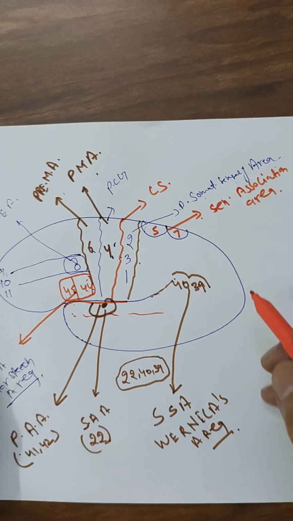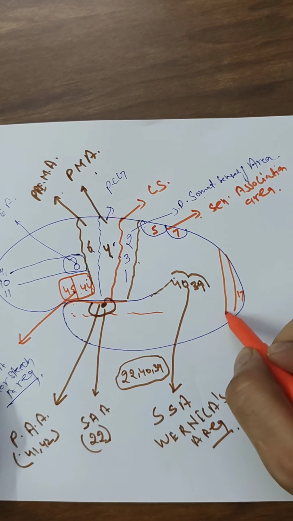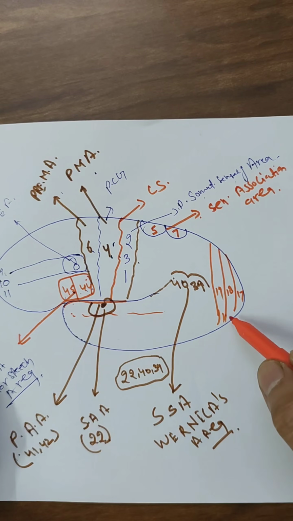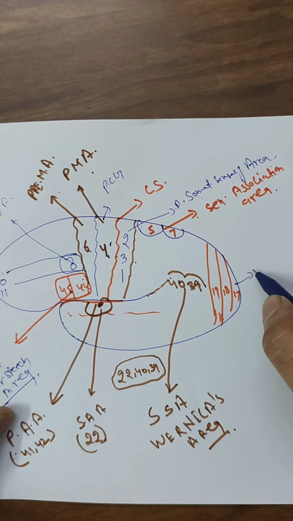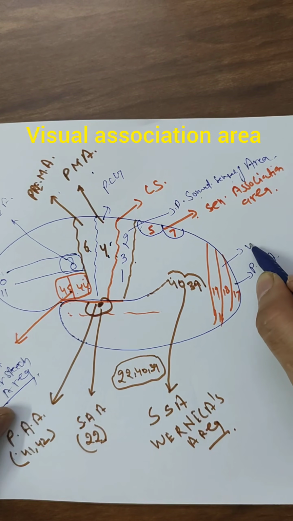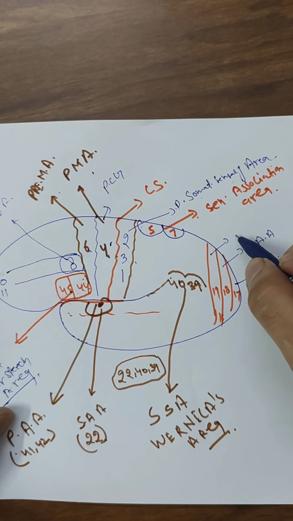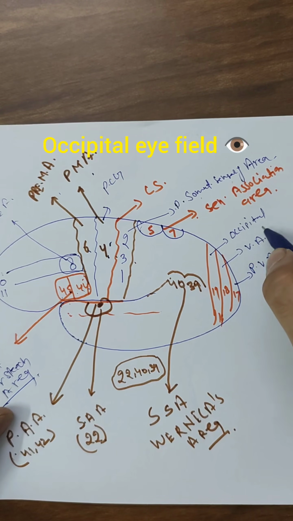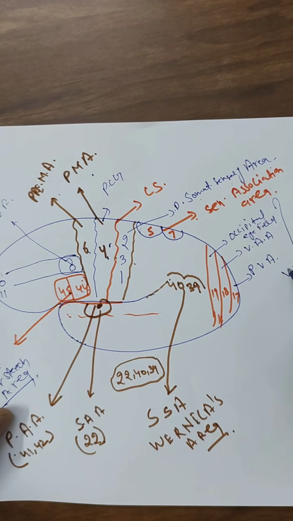Then coming to the occipital lobe, here we have 17, 18 and 19. So these are the visual area. 17 is the primary visual area, 18 is the visual association area, and 19 is the occipital eye field. So in short, we can say these are the visual area.